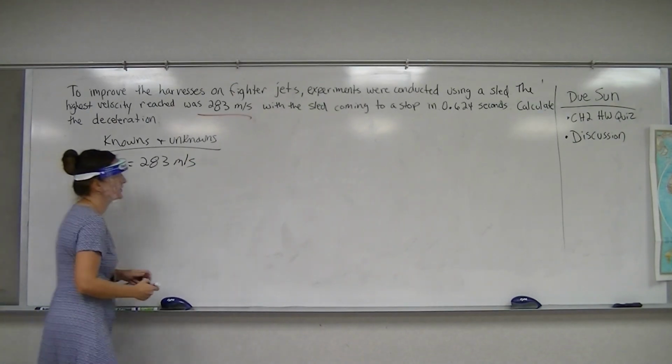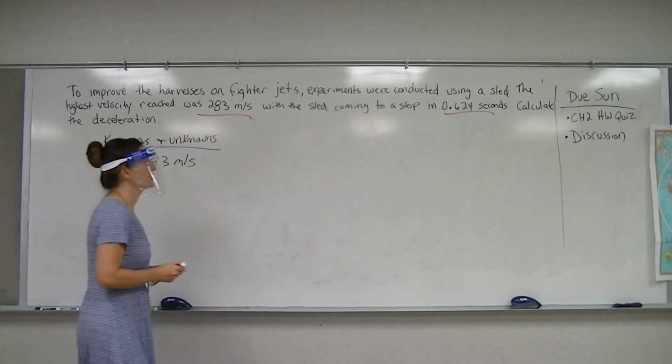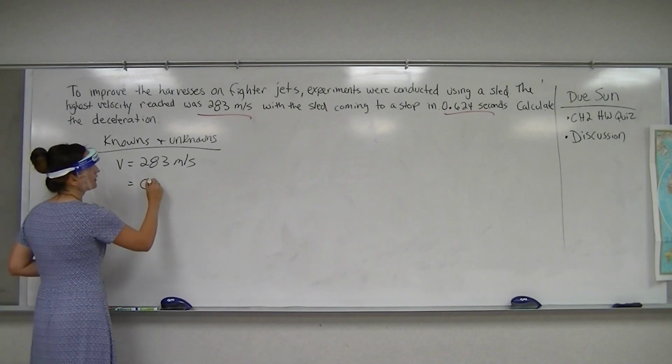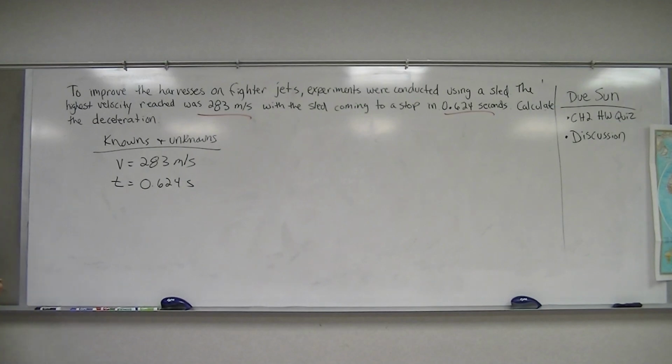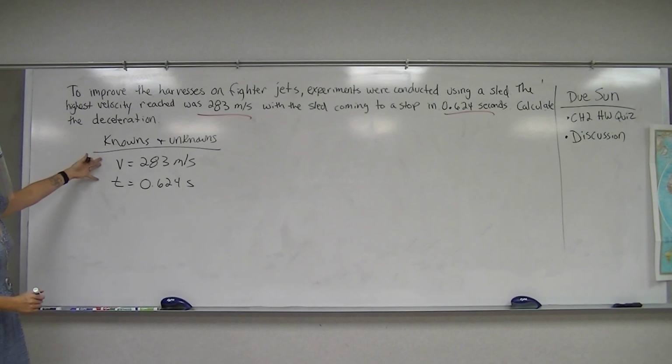Okay, what else did they give us? Well, they said it took 0.624 seconds for him to stop. So seconds would be time. So that's going to be letter T. So we have the 2 knowns, the only 2 numbers given in that problem specifically.